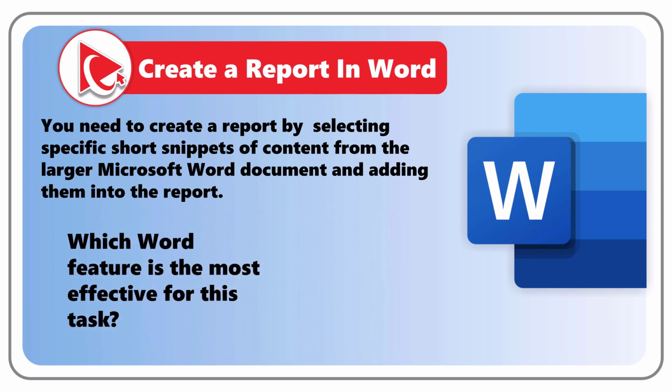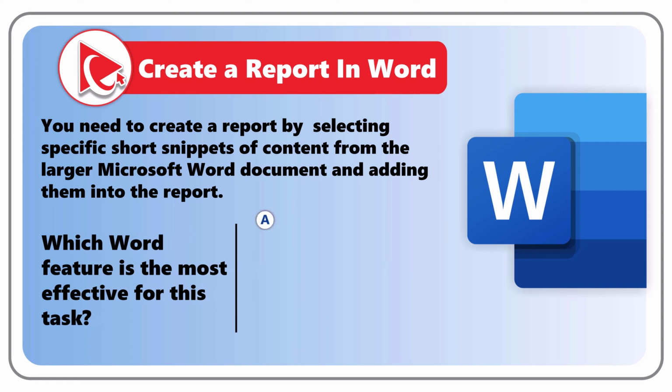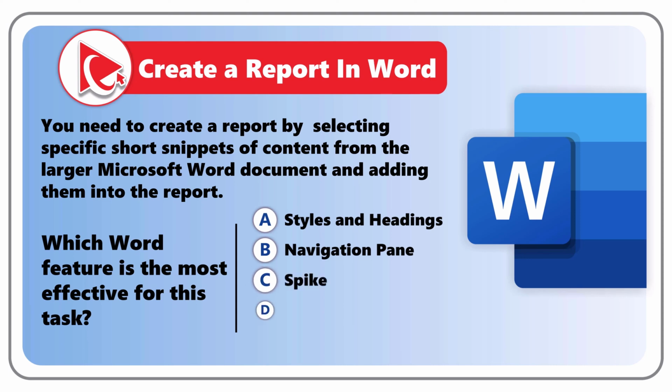You're presented with 5 possible choices. Choice A, styles and headings. Choice B, navigation pane. Choice C, spike. Choice D, find and replace. And last but not least, choice E, table of contents. Take a close look, analyze the question, and select your answer.